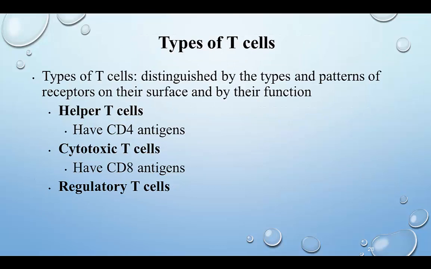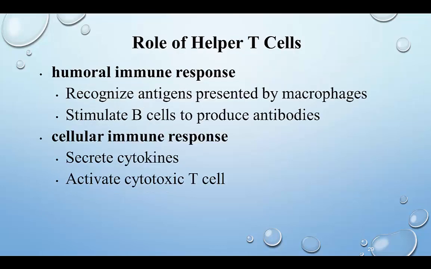There are types of T cells. We differentiate our T cells by the types and patterns of receptors on their surface and what their functions are. So we have helper T cells, which have CD4 antigens. We have cytotoxic T cells, with CD8 antigens, and our regulatory T cells.